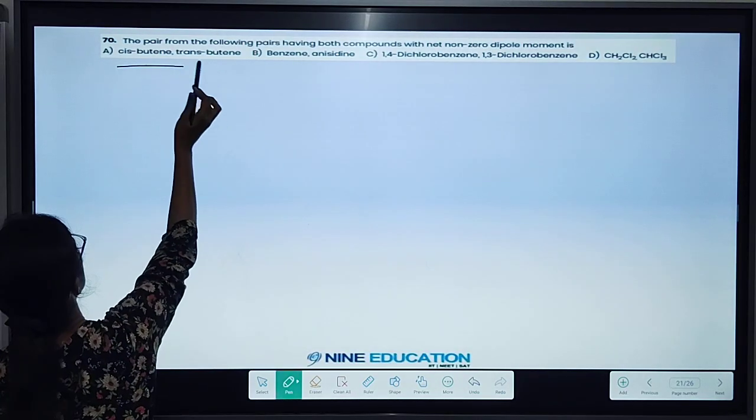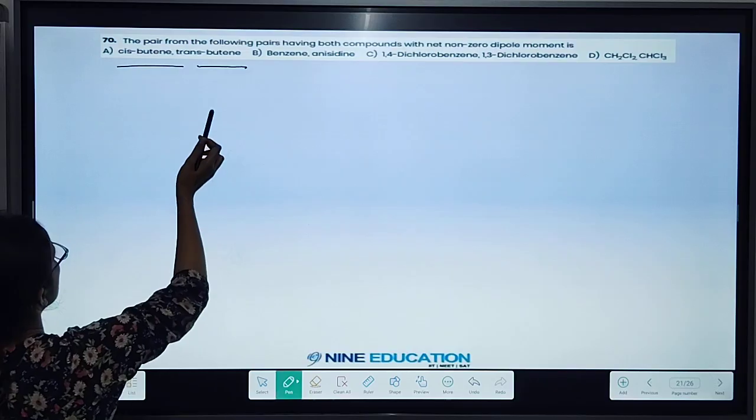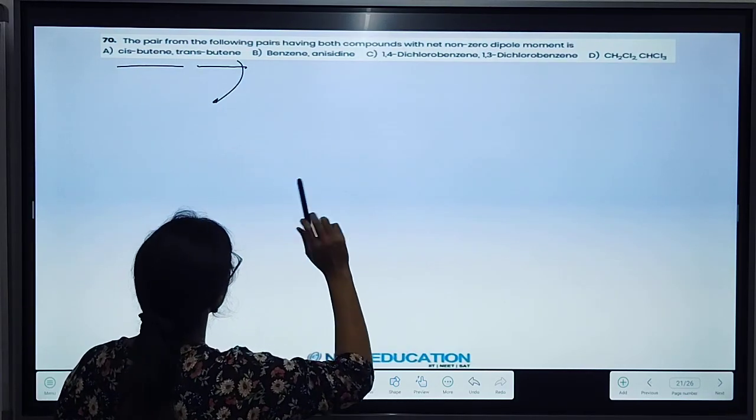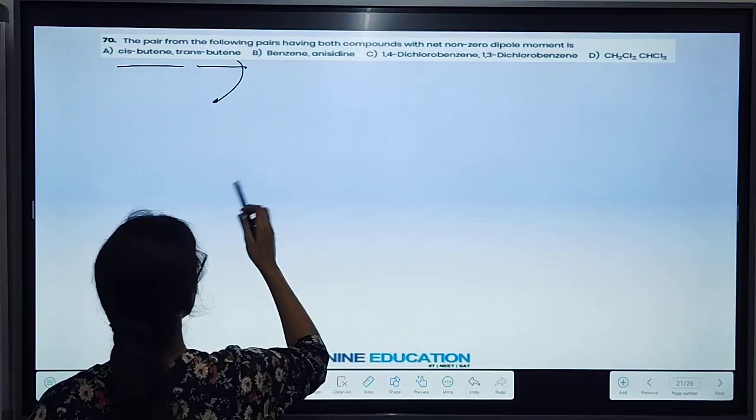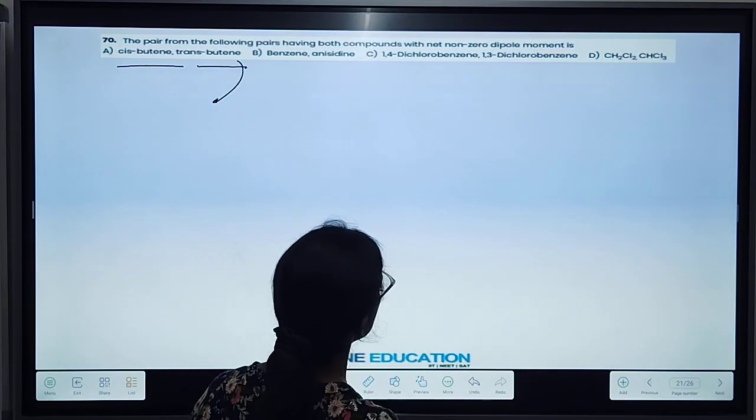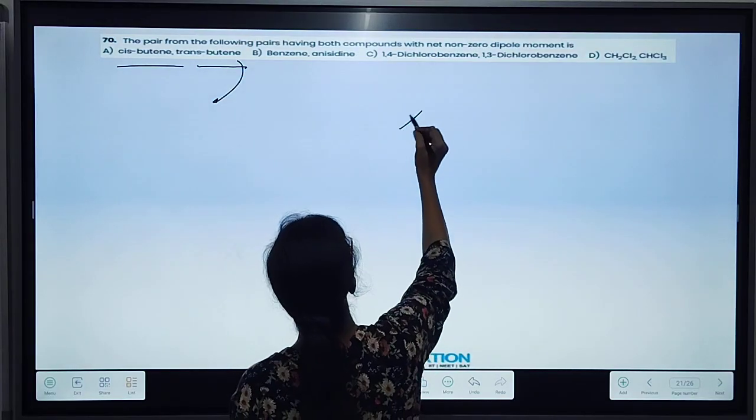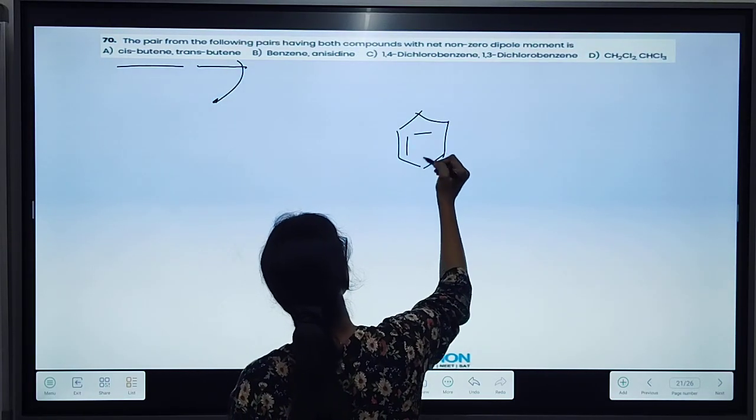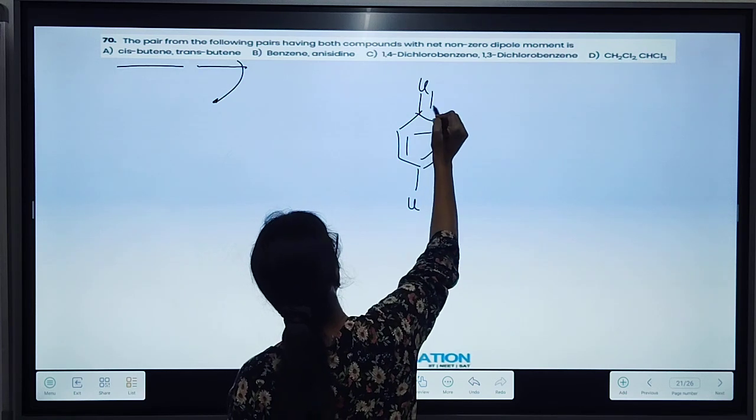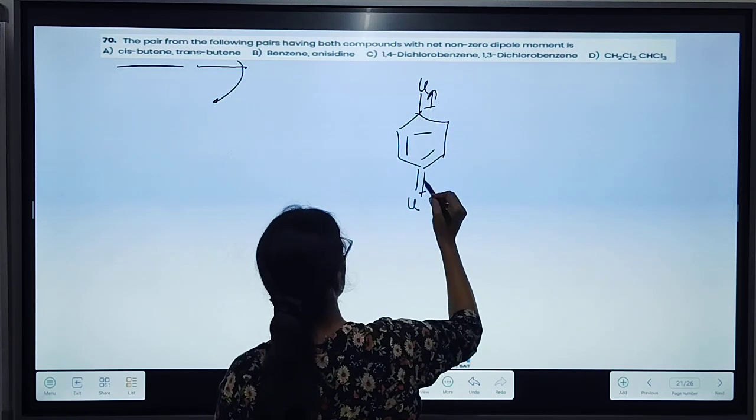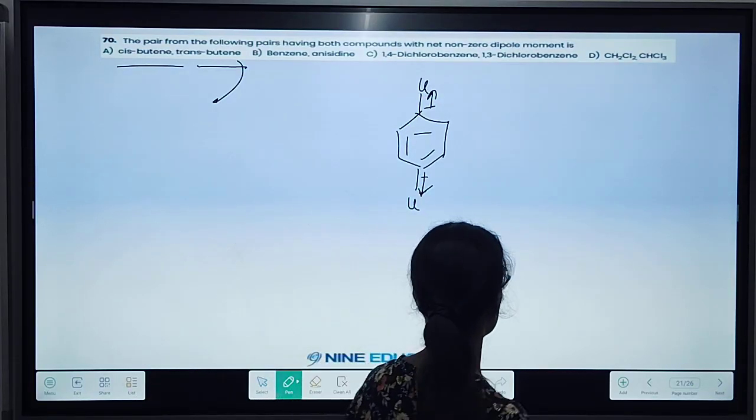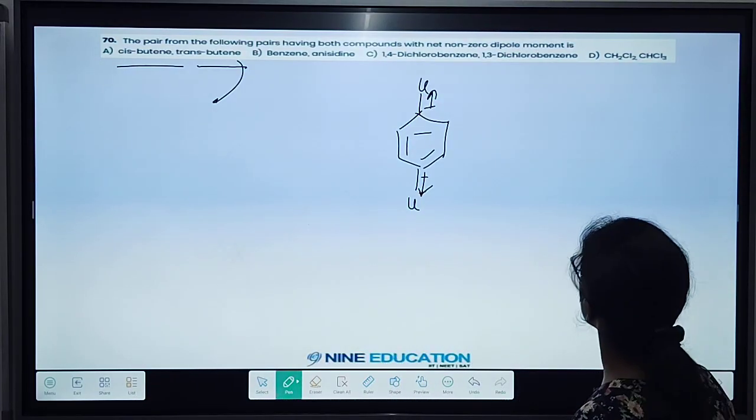I hope it's pretty much understandable. Cis-butene and trans-butene will have zero dipole moment. Benzene will have zero dipole moment. 1,4 dichlorobenzene has zero dipole moment. What will 1,4 dichlorobenzene be? It is this only. In this case the C-Cl dipole vectors will cancel out the opposite C-Cl. So ultimately it will have zero dipole moment.